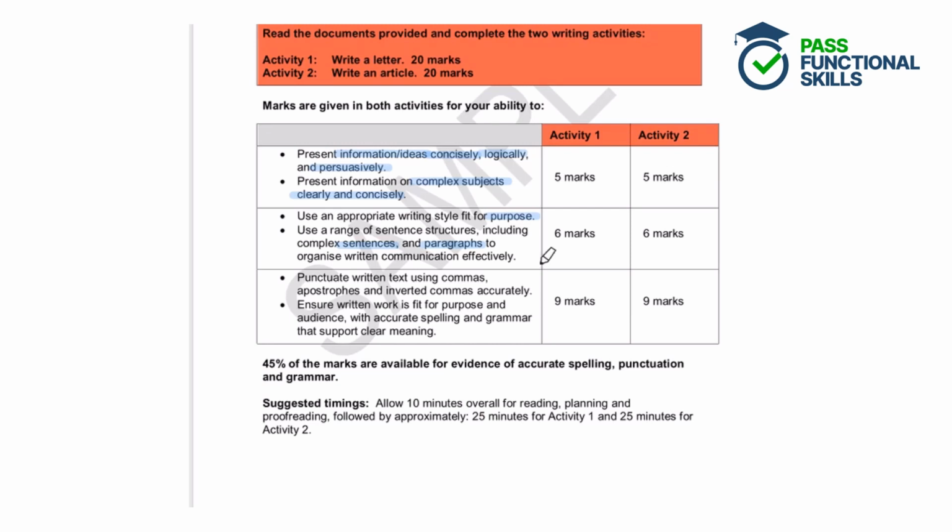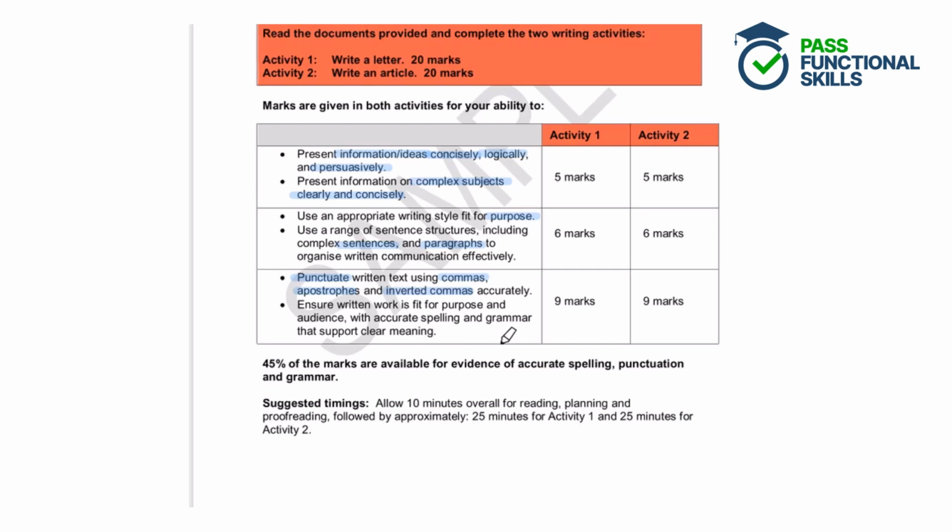You also need to punctuate written text using commas, apostrophes and inverted commas accurately. So that means that you will need to use accurate punctuation, so you need capitals and full stops, and you also need to be able to use commas and apostrophes and inverted commas, which means quote marks, effectively and accurately throughout your answer.